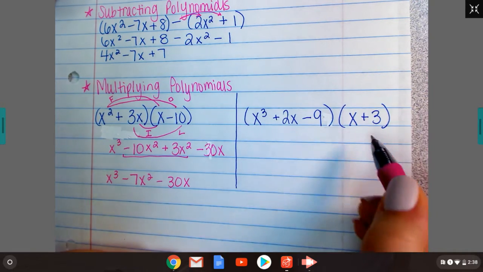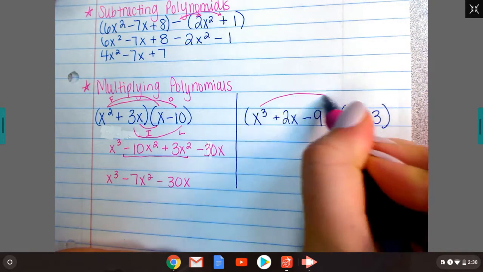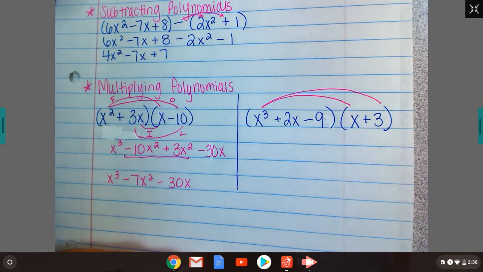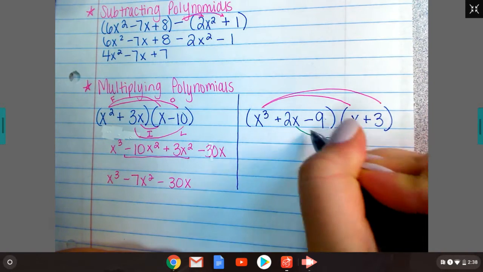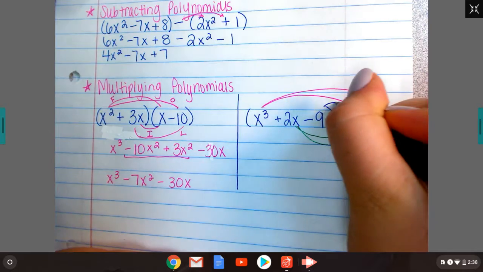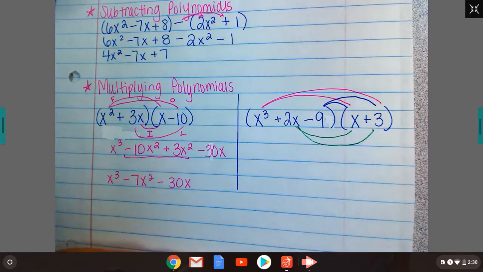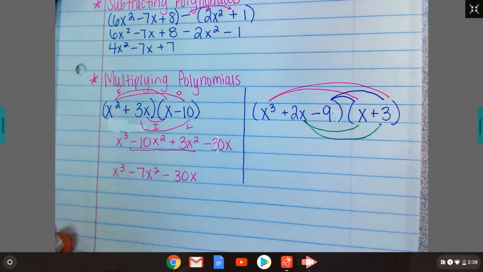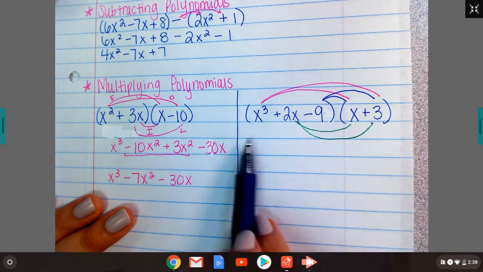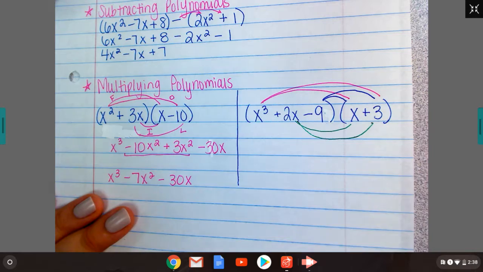So really what we're going to do is multiply x cubed by each of these guys, then multiply 2x by each of these guys, then multiply negative 9 by each of these guys. So as long as you're able to match up every term on the left with one of the ones on the right, then you'll be good. So let's work through my pink guys first.